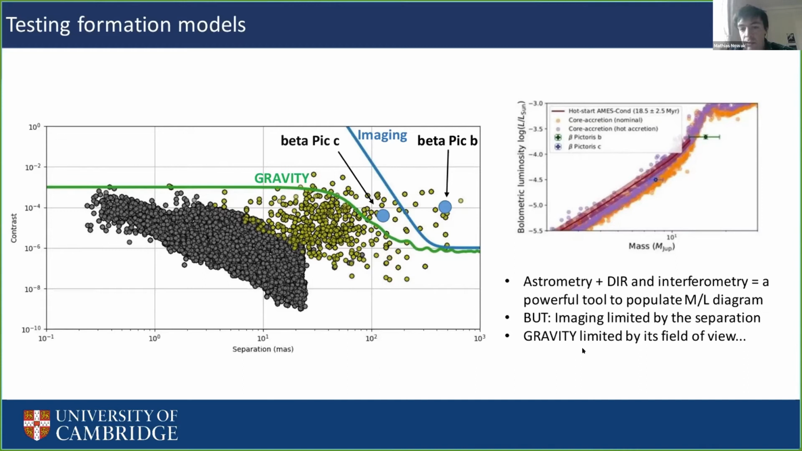Now, the problem with something like GRAVITY is, again, the field of view. It's not enough to know that there is a Gaia candidate around the star, so you have an idea of the mass, and then you go with GRAVITY to look for the luminosity. If you don't know where the planet is, then you can't use this instrument to observe the planet. Which brings the question of how we can actually determine the location of those Gaia planets found with astrometry.